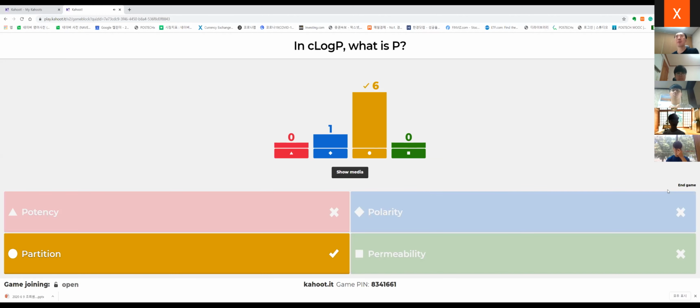Okay, not bad. So here the P is a partition coefficient. Partition. What is the C? How about here? C. What does the C stand for? It's not log P. It's C log P. Small c. Any idea?